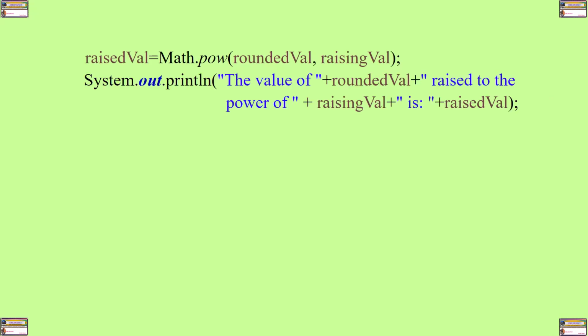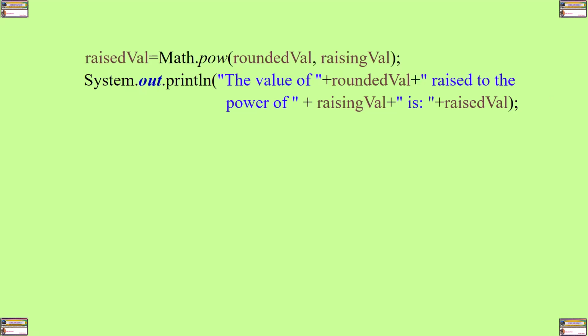And therefore, if you want to display the statement on the screen, the value of, we pick what is in the memory location called roundedVal. We display it here, raised to the power of. The compiler will pick the content in memory location called raisingVal. Is, it will pick the value in the memory location called raisedVal. And therefore, what we are going to have in the positions for roundedVal, raisingVal, and raisedVal are the values that are in those specific memory locations.